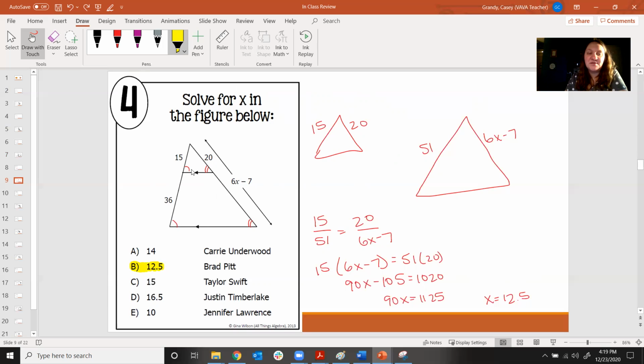So when I redrew my triangles, I drew the small guy, 15 and 20, and then the larger triangle. The length of this whole side is 36 plus 15, which is 51. And the length of this whole side is 6x minus 7. Once I had those redrawn, I was able to set up a proportion. 15 over 51 equals 20 over 6x minus 7. If you need to pause your video and fix your work, please do that now so that way you can get the correct answer. Once you have the answer, you can go ahead and check it with mine. And we'll move on to number 5.